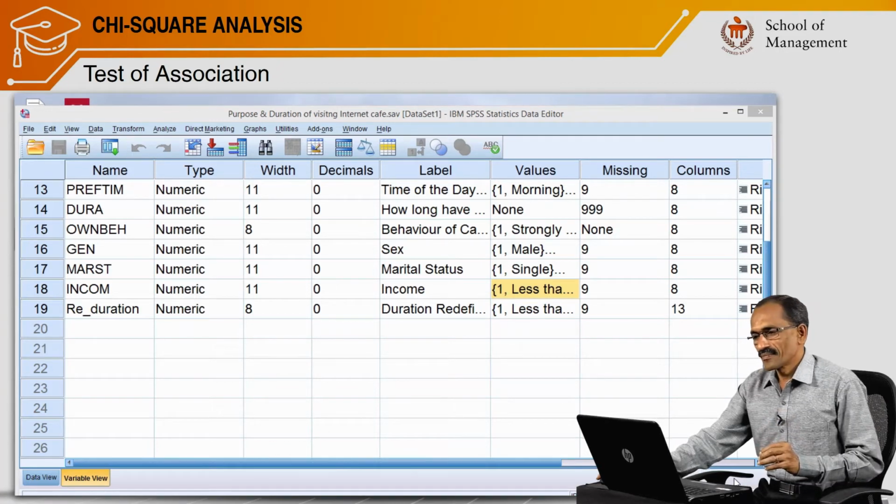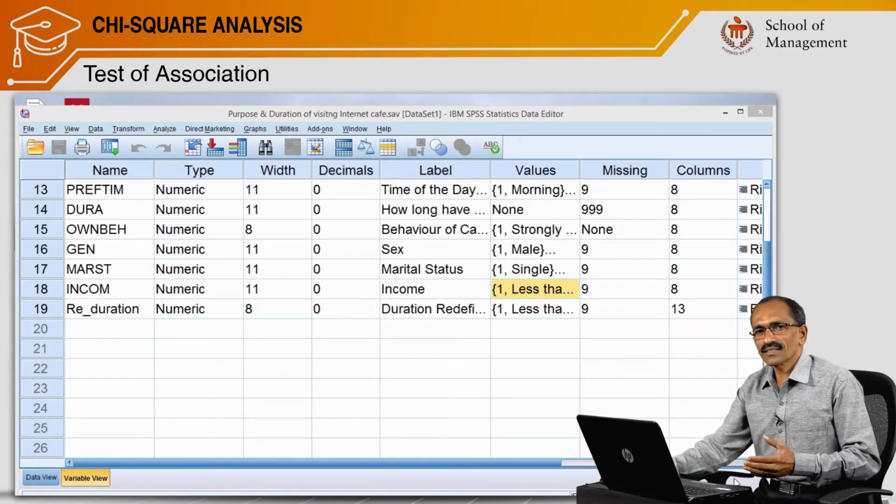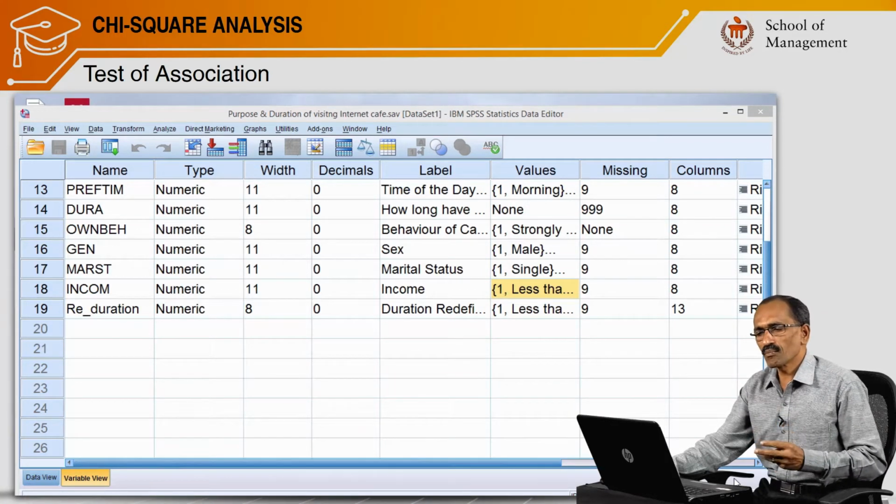Hello and welcome back. In this video, we are going to conduct another very powerful and important non-parametric test, that is chi-square test for association, or otherwise popularly known as chi-square test for independence. And just recall the two questions before we pose data analysis. What is the purpose of data analysis? Here the purpose of data analysis is to examine the association between two non-metric variables.